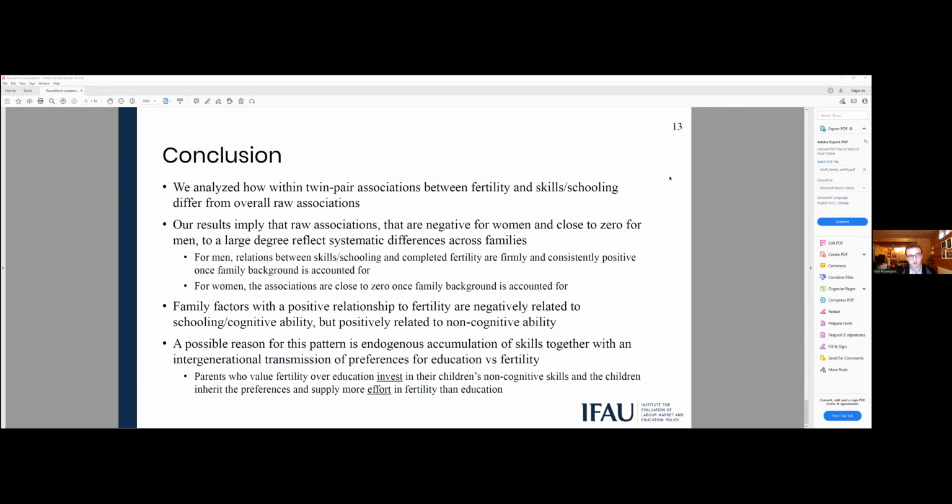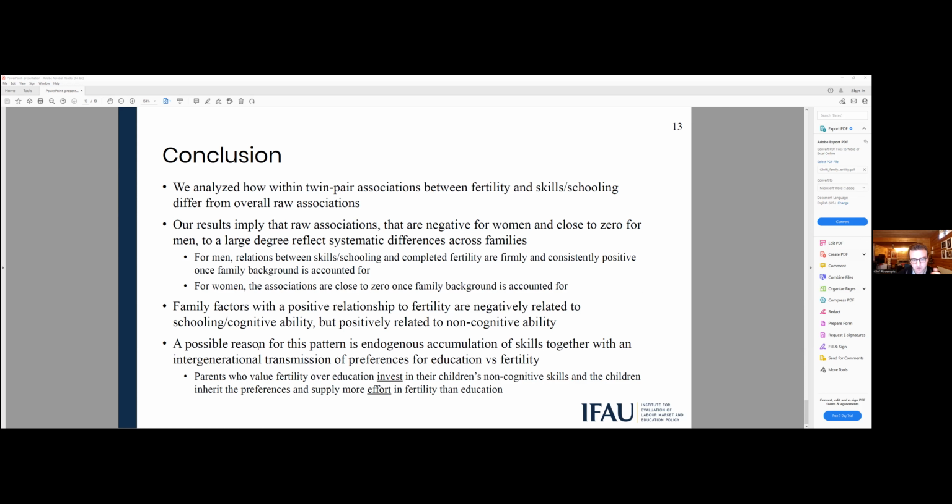So let me conclude. We analyzed how within twin pair associations between fertility and skills and schooling differed from the overall raw associations. And our results suggest that these raw associations, which are negative for women and very close to zero for men, to a large degree reflect differences across families. For men, the relations become consistently positive when we account for family background, and for women, in most cases, the relations become close to zero when we account for family background.